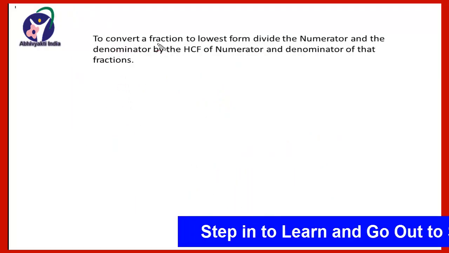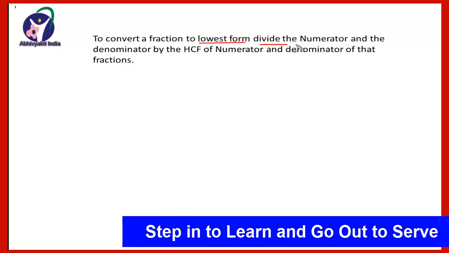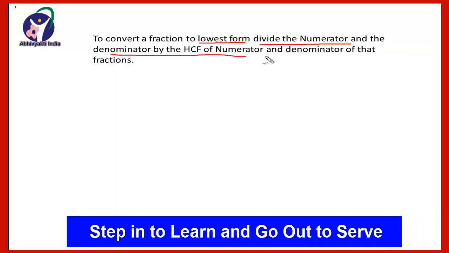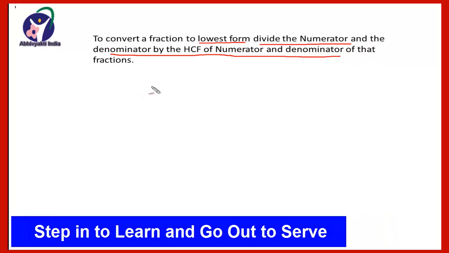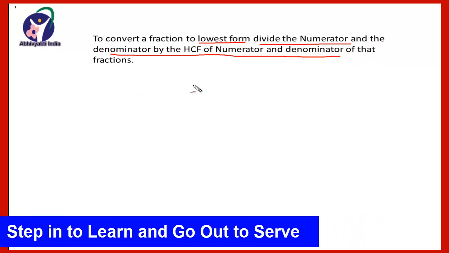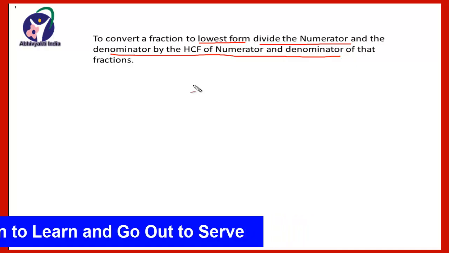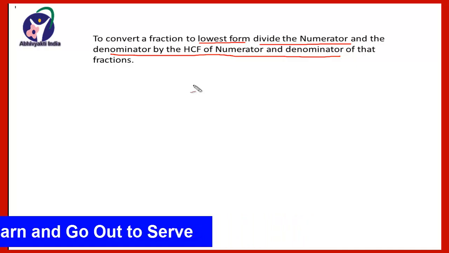To convert a fractional number to the lowest form, always divide the numerator and the denominator by the HCF of the numerator and denominator of that fraction. If you have to convert a fraction to the lowest form, divide the numerator as well as the denominator by the HCF of the numerator and denominator.